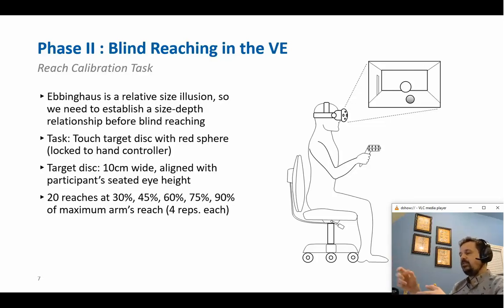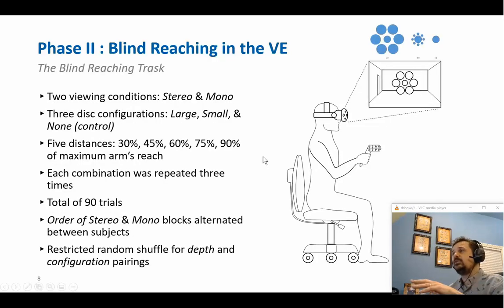They can't see their hand, but there's a red sphere co-located with their controller. Their task is to just touch the disc in depth with the red sphere. They do this 20 times. Each of the distances was repeated 4 times. Once we finished the calibration task, we then moved on to the BlindReaching task itself.